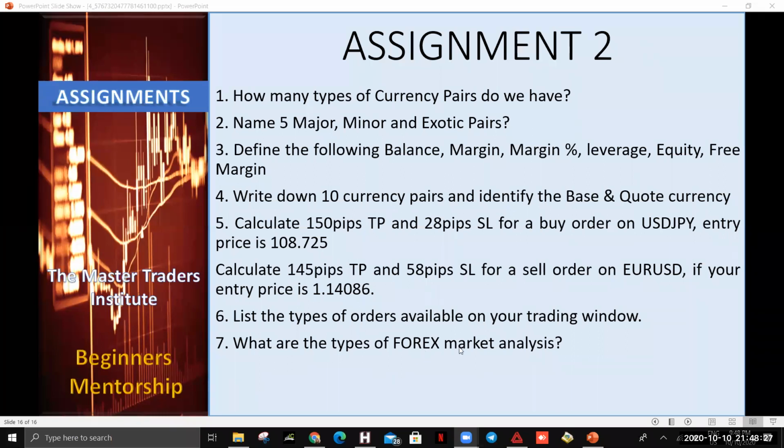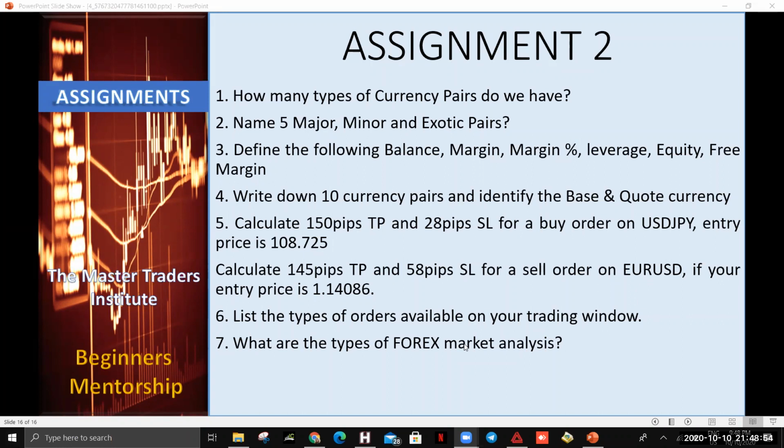What are the types of Forex market analysis? We just finished that one now, the Forex market analysis. So do your assignment, take a screenshot, do your assignment, because the more you do this, you get acquainted to what? How Forex works. Like I told you yesterday, you are not going to get everything today or yesterday. As time goes on, the more you keep practicing, the more you keep practicing.